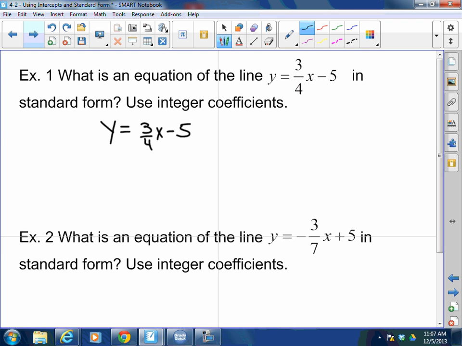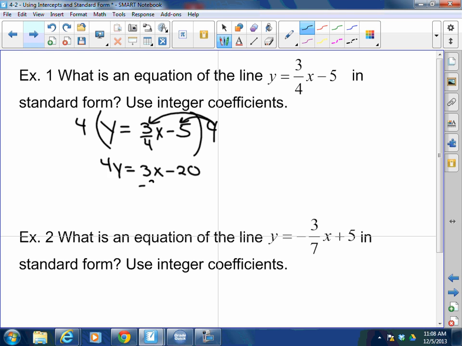Yes, sir. Okay, how do I get rid of that denominator of 4, my man? Very excellent, my brother. You're going to multiply everything by the LCD, which is 4 in this case. So 4 times y is 4y. 4 times 3/4 is 12 divided by 4, that's 3x. And 4 times negative 5 is negative 20. Excellent. Now I have my coefficients, my a and my b, as integers. They're no longer fractions. Now, how do I get this to be in standard form?